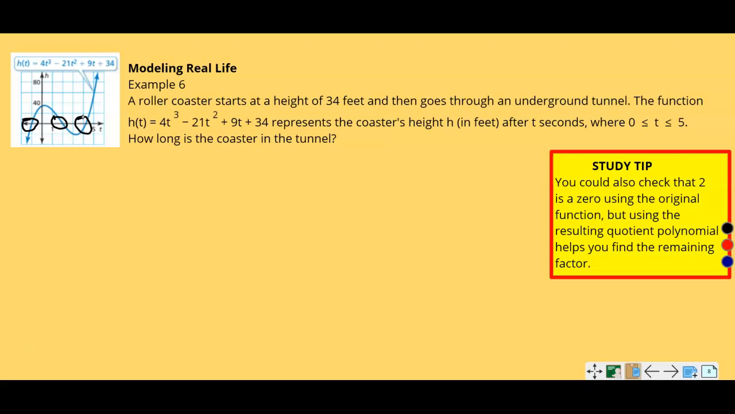So let's first look at -1. So if we say -1, we can use the remainder theorem, or we can use synthetic division. So let's take -1 and pull down our coefficients: 4, -21, 9, and 34.